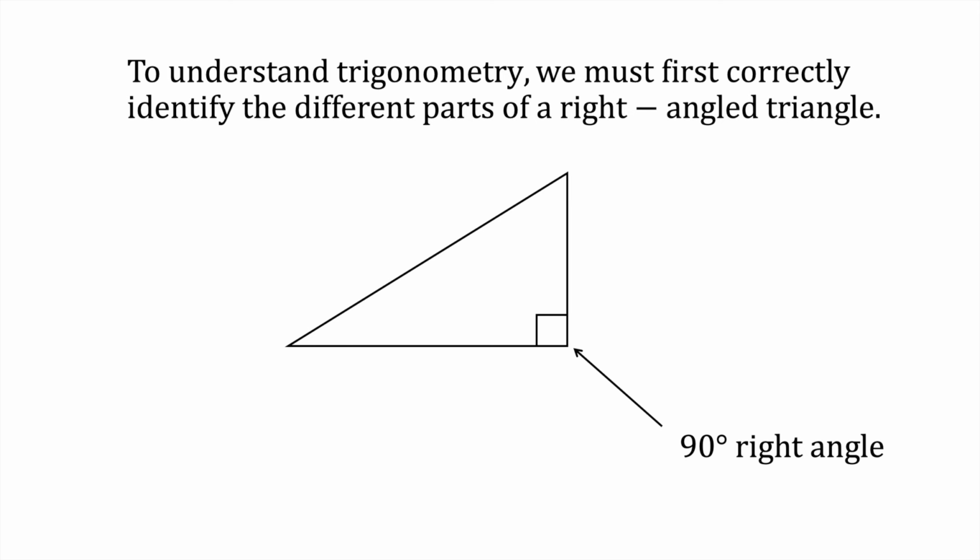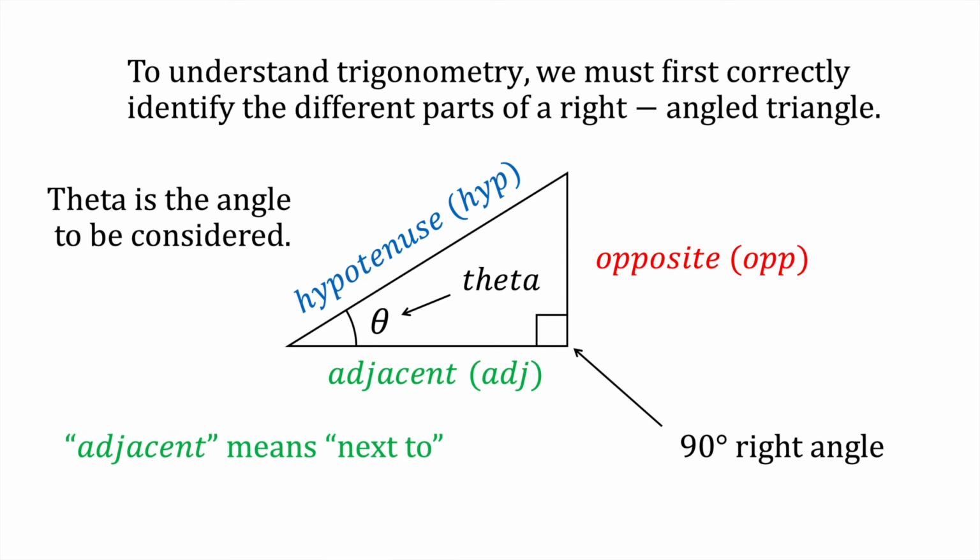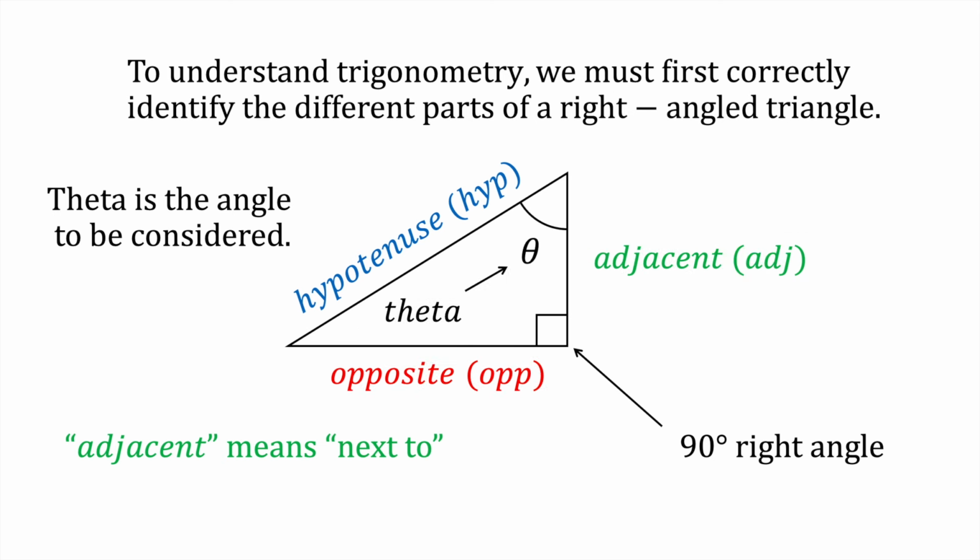In all right-angled triangles, the longest side is called the hypotenuse. Before we name the other two sides, we must first consider which of the other two angles we're going to reference. If the angle theta is here, then the side opposite theta is called the opposite, and the side next to theta is called the adjacent. The term adjacent simply means next to. Conversely, if the angle theta is here, then the opposite and adjacent sides swap positions.